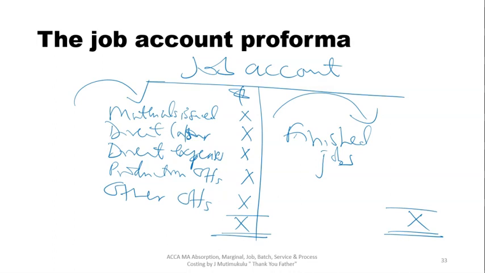Upon completion of the job, the account is charged with the appropriate administration, selling, and distribution overhead, after which the total cost of the job can be ascertained. The difference between the agreed selling price and the total actual cost will be the supplier's profit in the end. That is what is happening.